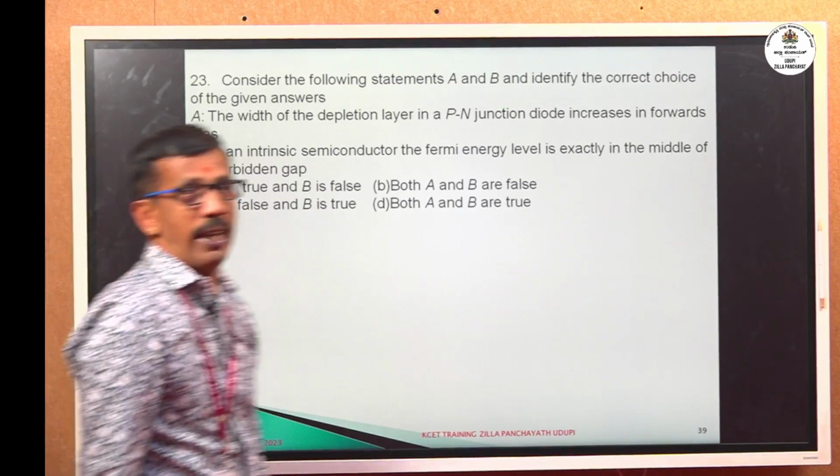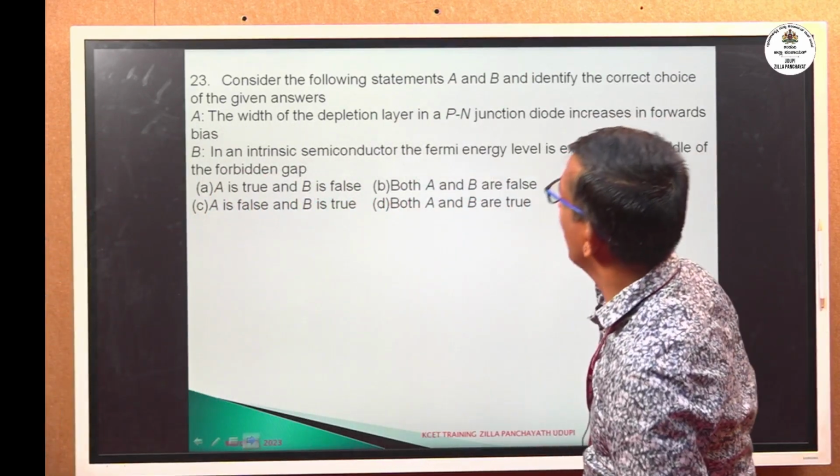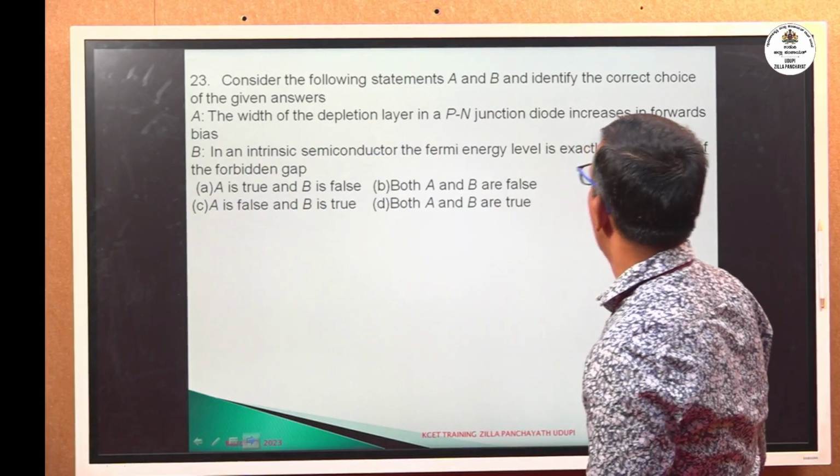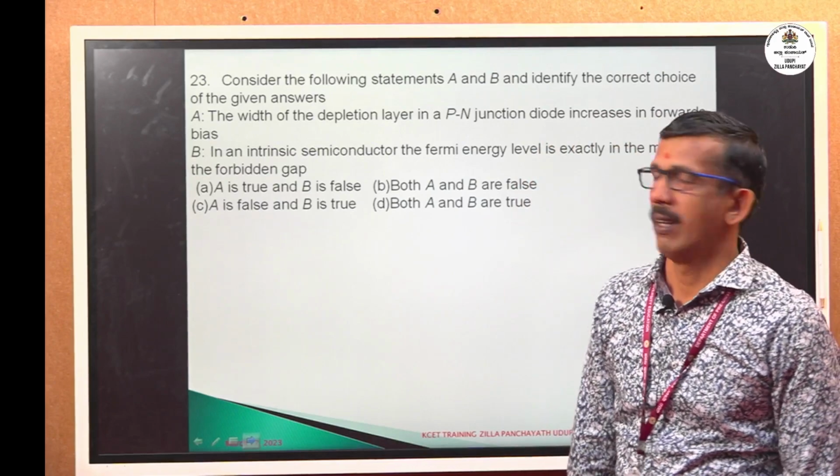See, here once again the statement type question. Consider the following statements A and B and identify the correct one of the given answers.